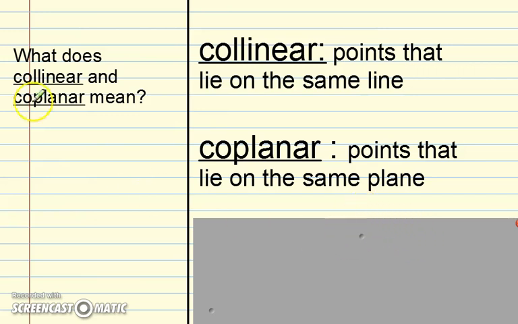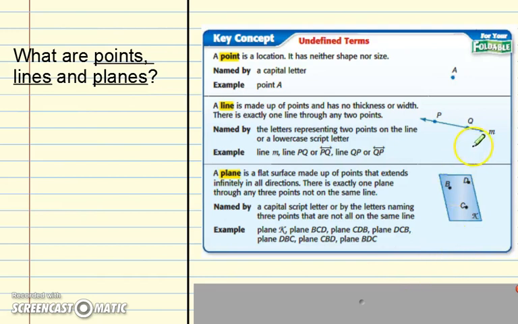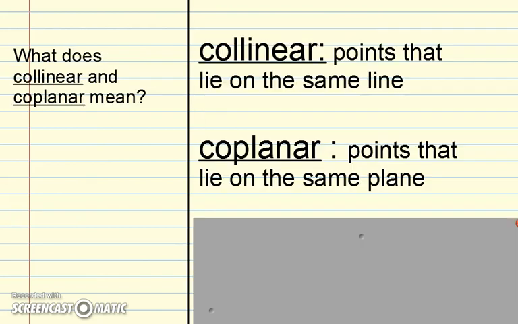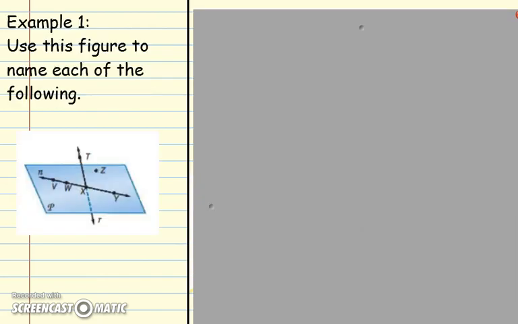Easy enough. So today's activity or lesson, we're just going to be identifying things and figuring out their relationship. When we talk about planes and lines and points, we're going to be talking about intersections of things, and then they can create other points or lines or planes. All right, so example 1. Use this figure to name each of the following.